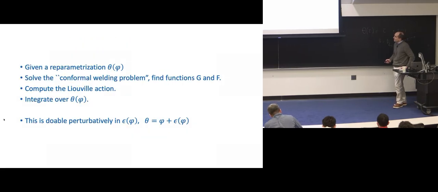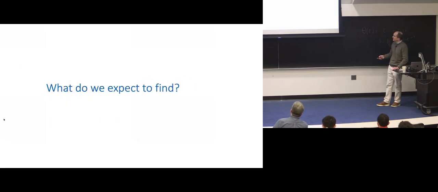So we do exactly the same as before. Given a reparametrization, we solve this problem, which was to find the functions f and g that we discussed previously. We compute the Liouville action. We compute how there is also a contribution of the functions f and g to this 2-point function. We integrate, we expand perturbatively, and we integrate to second order in epsilon.